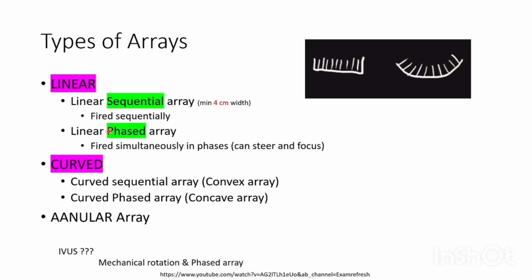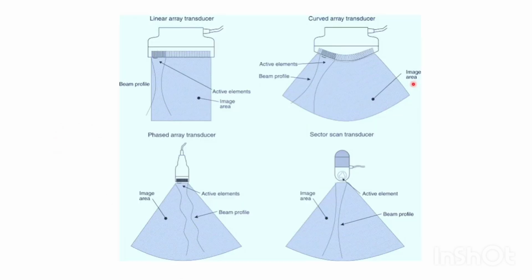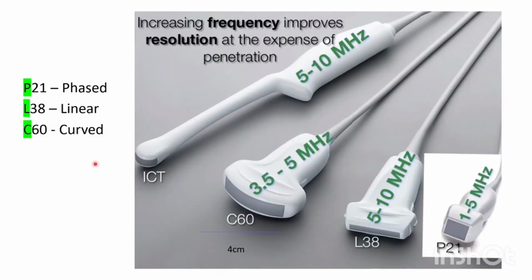So what we have to consider is that our cardiac probe is a linear phased array probe. This is a linear probe, this is a curved probe. Linear, like all these, are fired as a linear sequential probe, and linear also comes as linear phased. So this is our phased array transducer, and these are the various probes. This is our cardiac probe.